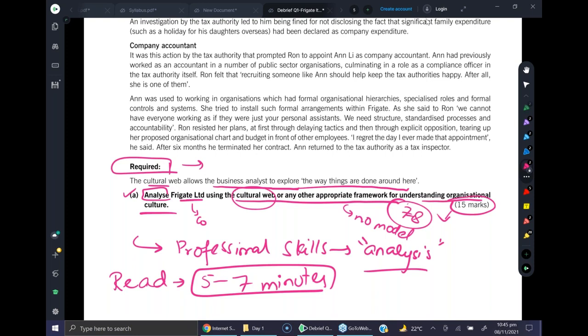All right, let's start the discussion. So we are supposed to analyze the company for understanding the culture, and while we are evaluating or analyzing the culture, we are going to highlight our professional skill of analysis as much as we can. So what can we do to demonstrate analysis? Anything you remember from the checklist?